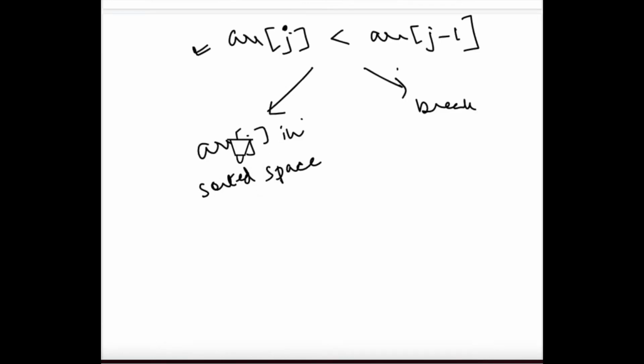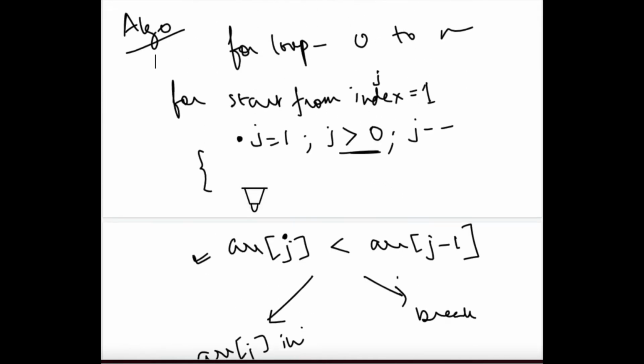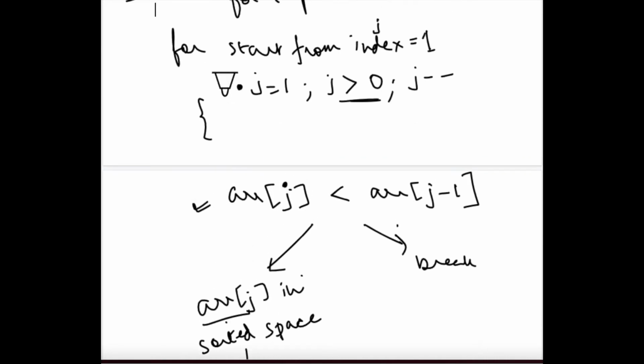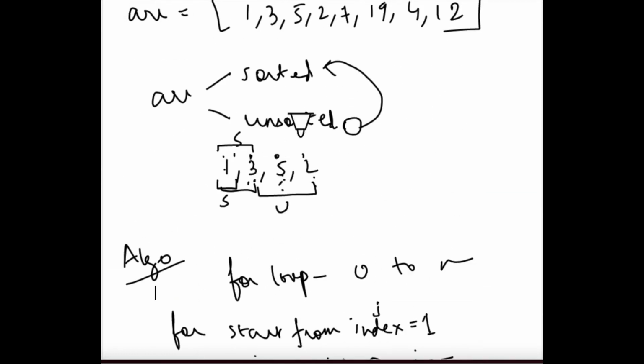When I say putting the current element in the sorted space, by that I mean now ARR of j and ARR of j minus 1 has to be, firstly, swapped, like in case of 2 and 5. So 2 and 5 has to be swapped. Now once that is done, this inner loop is going to continue. So now j will become j minus minus. So then 2 and 5 is done. So now again 2 and 3 will be compared. Then they will be swapped. Then 2 and 1 will be compared and then they will be swapped if needed.